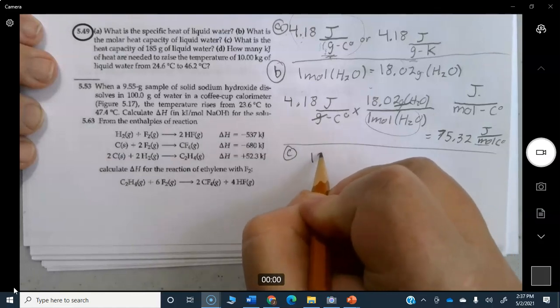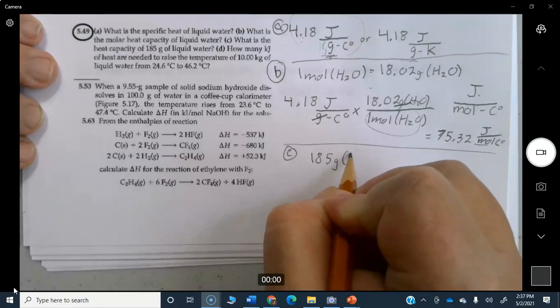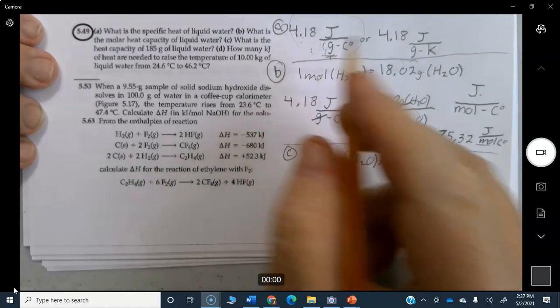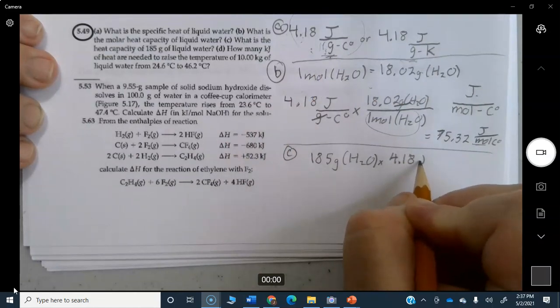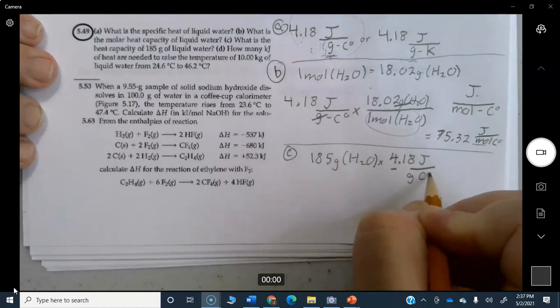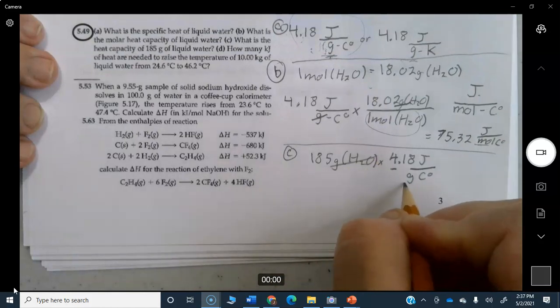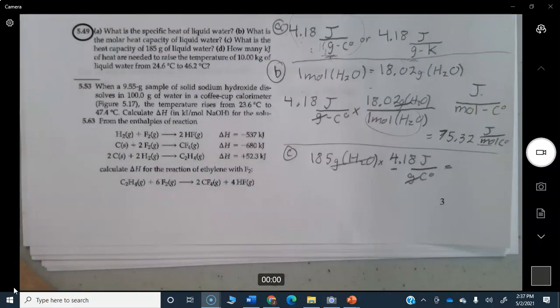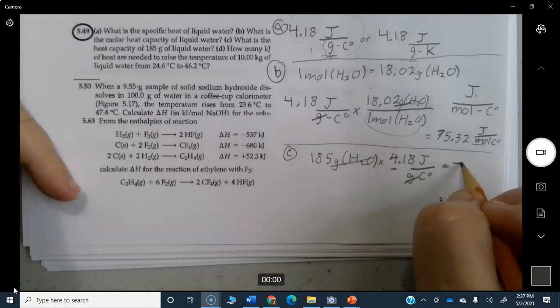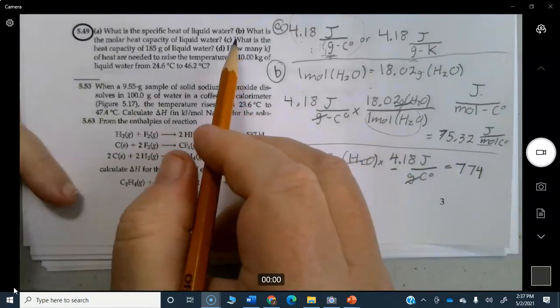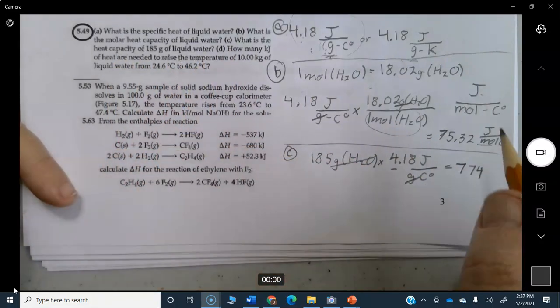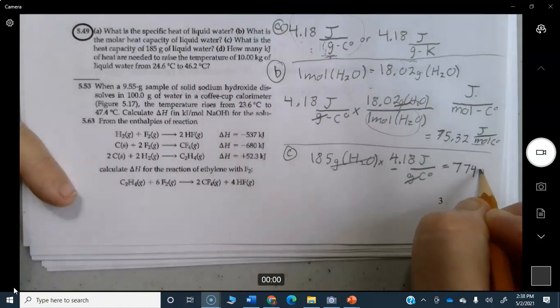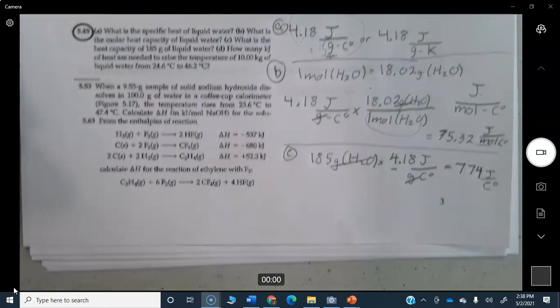And it's simply going to be 185 grams of water times this number. So grams of H2O cancels with grams here, and you end up with those two multiplied together. And that equals 773, or we'll call it 774. So what is that? It's the heat capacity of 185 grams of liquid water. Okay? And that's going to be joules per degree centigrade. Okay? All right.